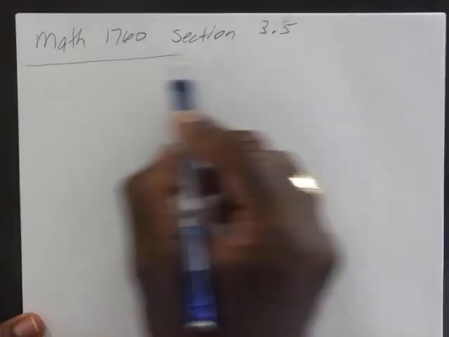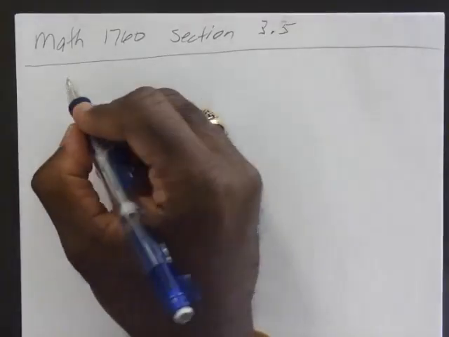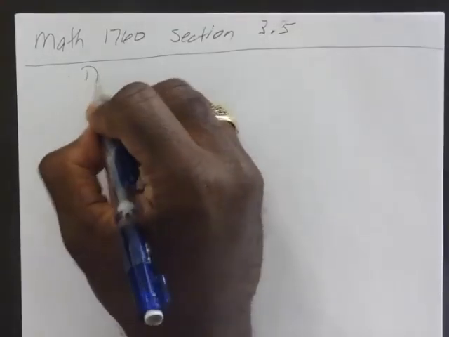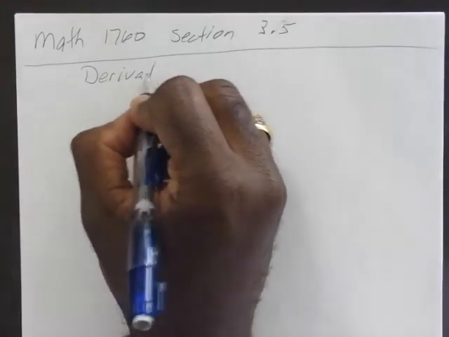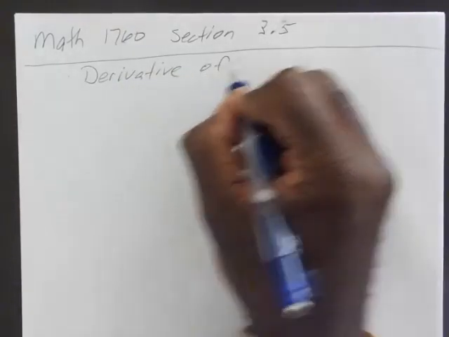All right, so today we're going to start on section 3.5. And then we're going to finish the second half of 3.6 because 3.5 covers the derivative of trig functions, and the last half of 3.6 covers the derivative of trig functions using the chain rule. So they're pretty much connected. So the derivative of trig functions.